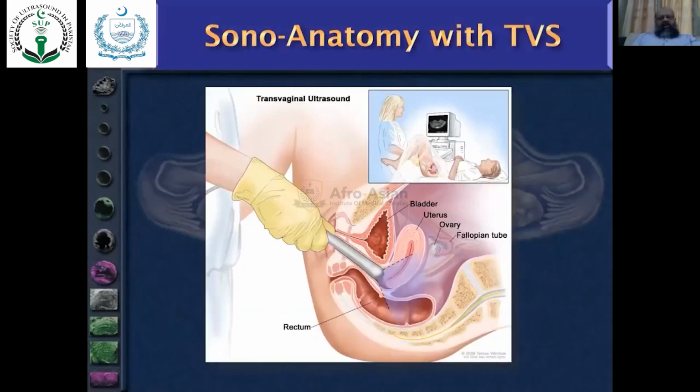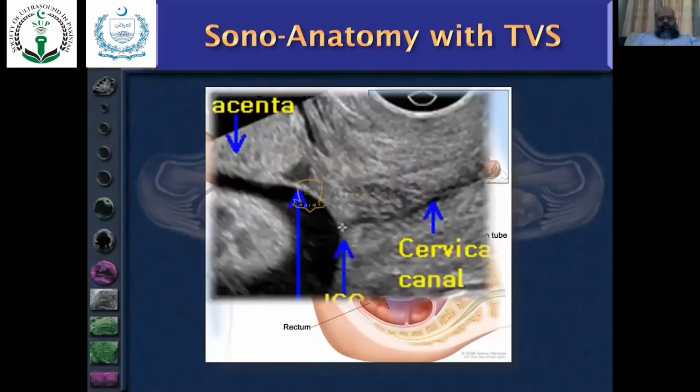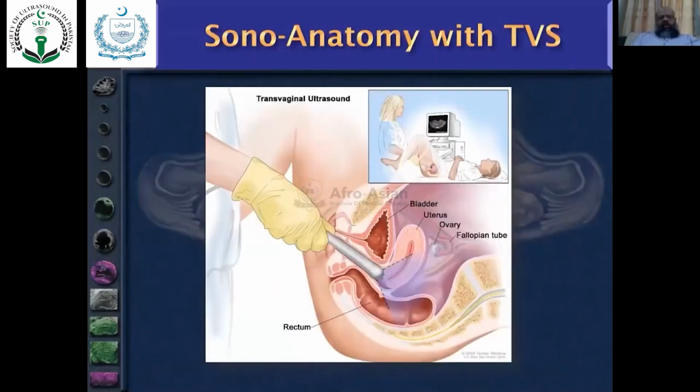The next is sonoanatomy with TVS. Here you can see when we are inserting the transducer in the vagina, we are able to see part of the uterus. These are the fallopian tubes, ovary, urinary bladder, rectum. So I will move my shaft downward to see this part also.